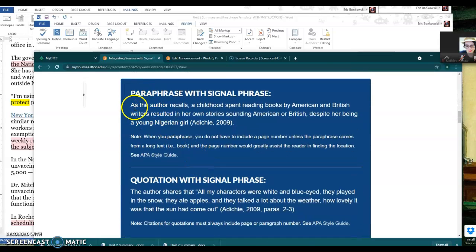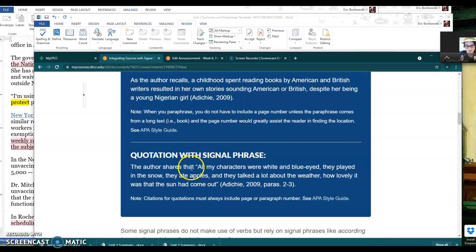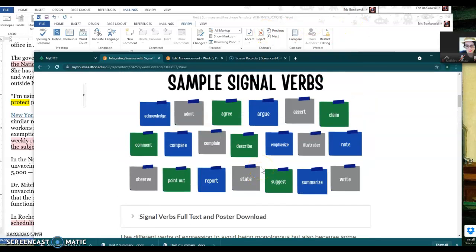So here is an example of a signal phrase. Here is another example of a signal phrase. They're a lot like the attributive tags we talked about last time, but you can see that the words are not as neutral. There might be suggest, assert, claim. Those are words that you want to stay away from in a summary, which is meant to be neutral and objective. Some of these words are a little more opinionated, and they'll work better for when you're quoting or paraphrasing.